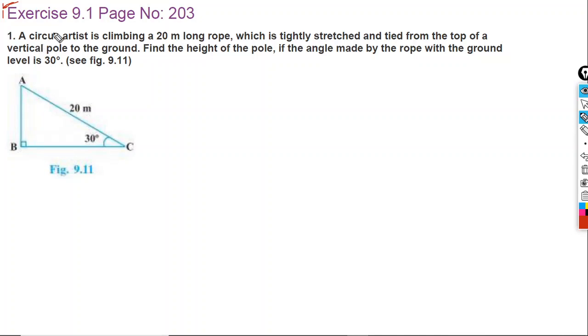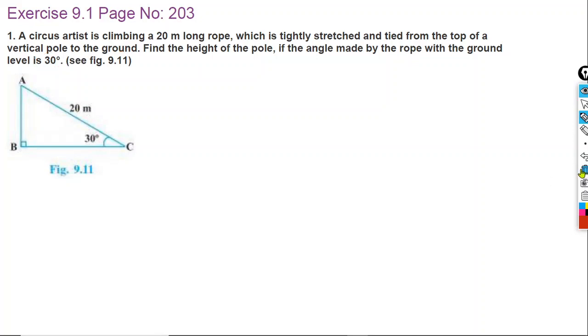Today we are going to discuss exercise 9.1 of your book, page number 203. So let's read the question. Question number 1. A circus artist is climbing a 20-meter long rope which is tightly stretched and tied from the top of a vertical pole to the ground. Find the height of the pole if the angle made by the rope with the ground level is 30 degrees.